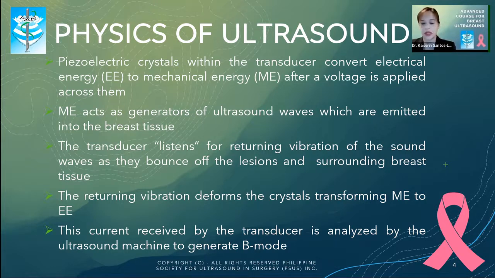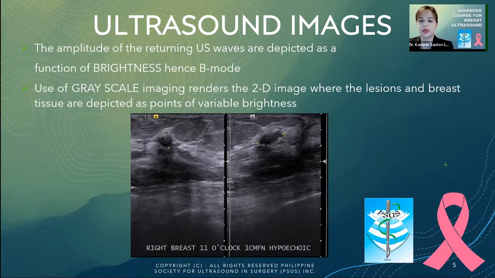This current received by the transducer is analyzed by the ultrasound machine to generate the B mode. To produce the ultrasound images, the amplitude of the returning ultrasound waves are depicted as a function of brightness. Therefore, B mode. So the mode for breast is B. The use of the grayscale in these imaging renders the 2D pictures where the lesions and normal breast tissues are depicted as points of variable brightness.